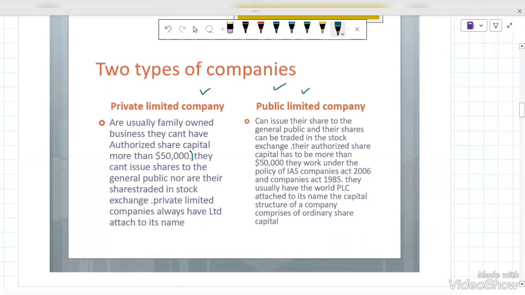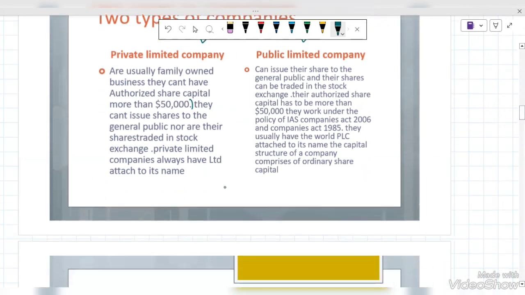This is also a drawback of private limited companies: if they want to expand more, they cannot raise their share capital beyond $50,000, and they are also not able to issue their shares to the general public. They can only sell their shares to their family members and friends. So private limited companies always have Limited attached to their names. We discussed this earlier.